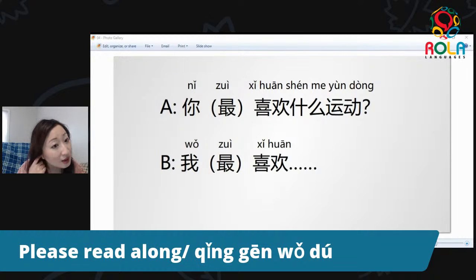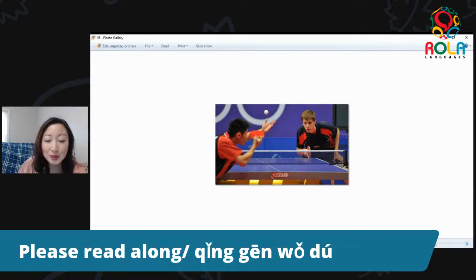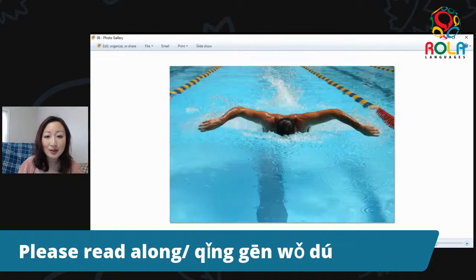Okay, let's do a little practice before we say goodbye today. First one, let's look at this picture. Oh, super small here for some reason. Okay, two guys are playing ping pong. If we ask, 你最喜欢什么运动? Ping pong was included in our ball section, but if you don't remember, I will be answering 我最喜欢乒乓球。我最喜欢乒乓球。Next one.